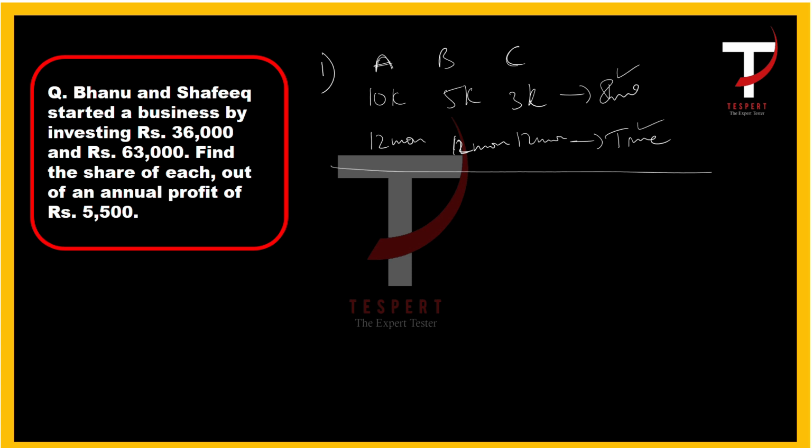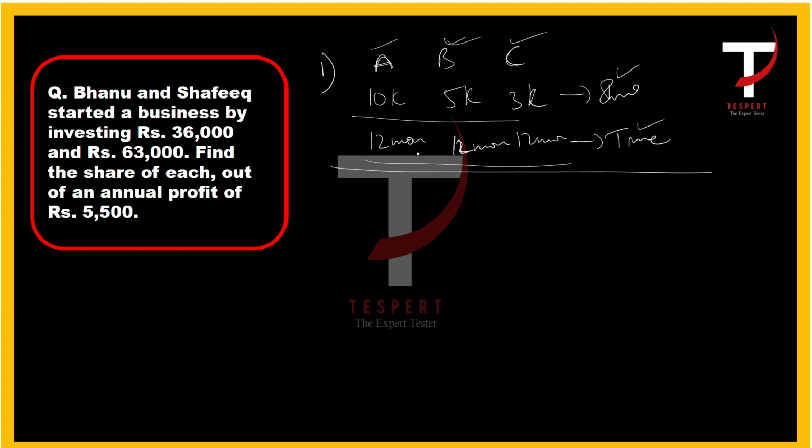As the time period is the same, investment is considered, so the profit is divided according to the investment. So A gets higher profit than B, and B gets higher profit than C.